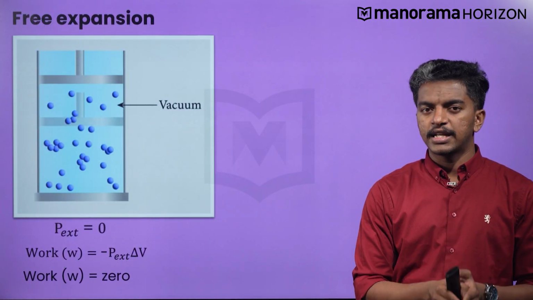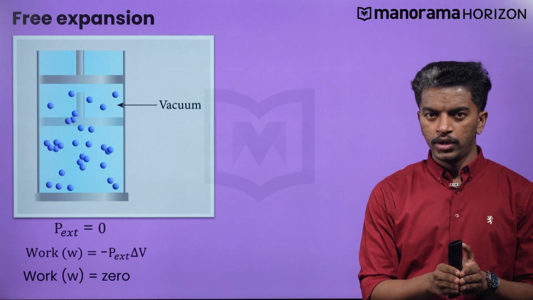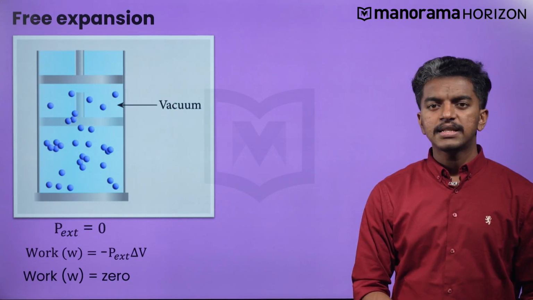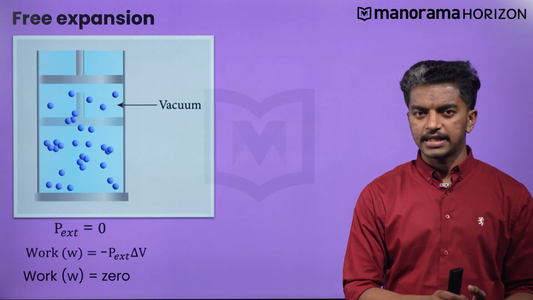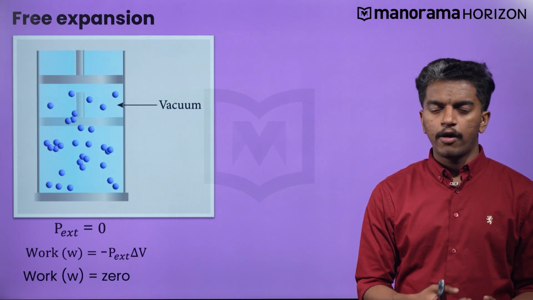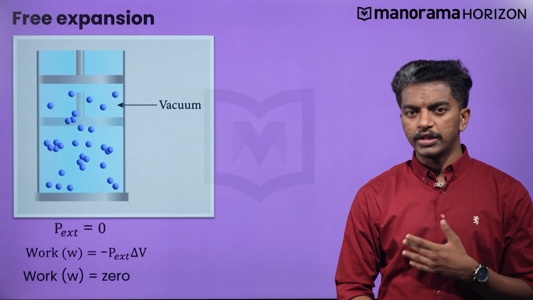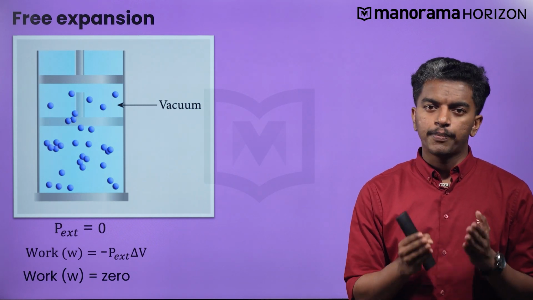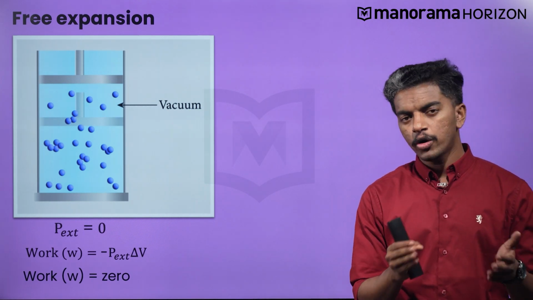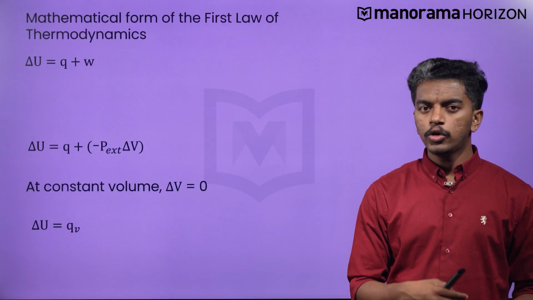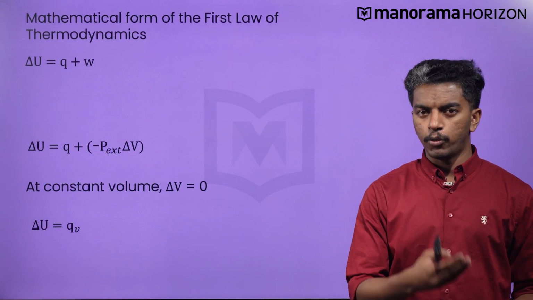Now let us consider the expansion of gas in the vacuum, which is called free expansion. As external pressure is 0 during a free expansion, then the reversible work done W will be equal to 0. This means no work is done during the free expansion of an ideal gas, whether the process is reversible or irreversible. Next, recall the mathematical form of the first law of thermodynamics.